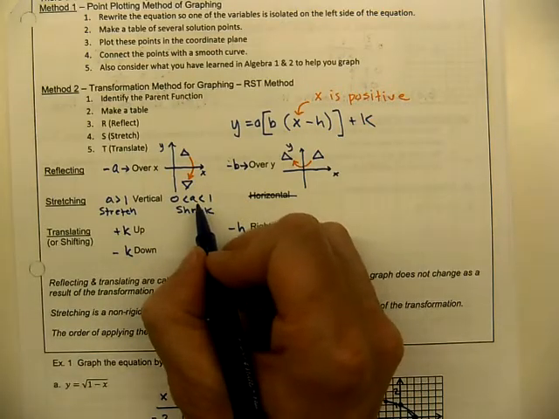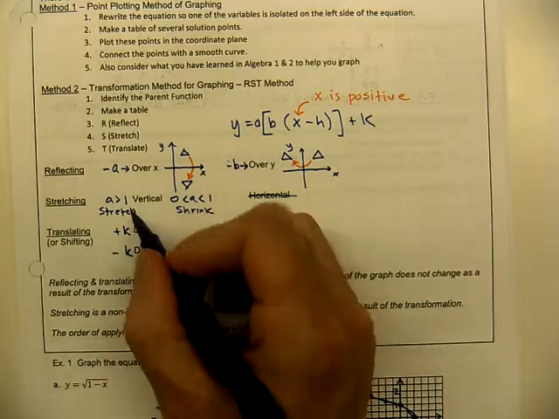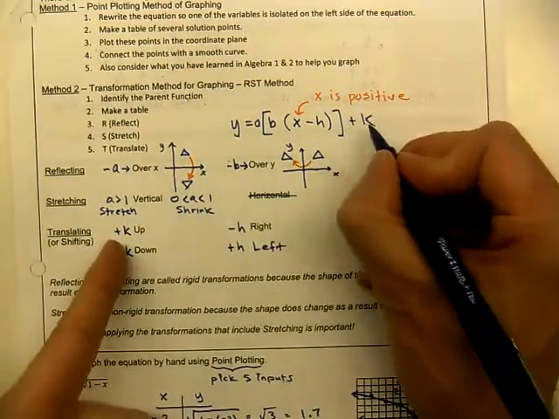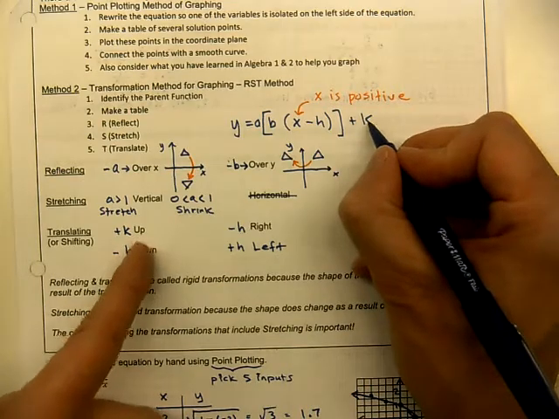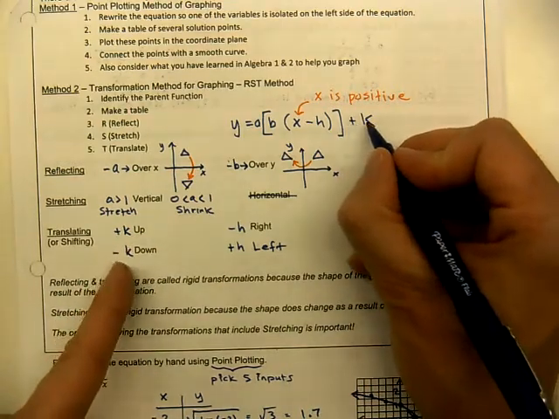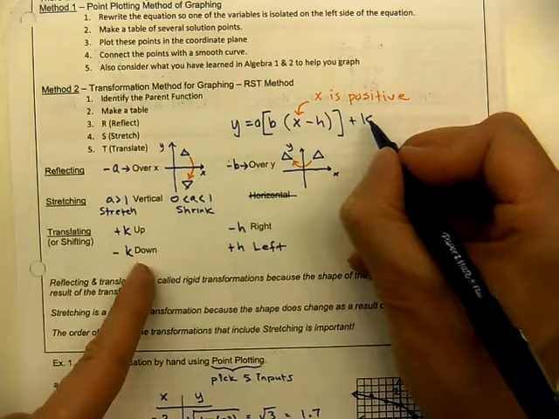Then we're looking at the h and the k. We're starting off with the k over here. If you see a positive k, that means we're shifting or translating up that many units. And if you see a negative k, that means you're going to go down.